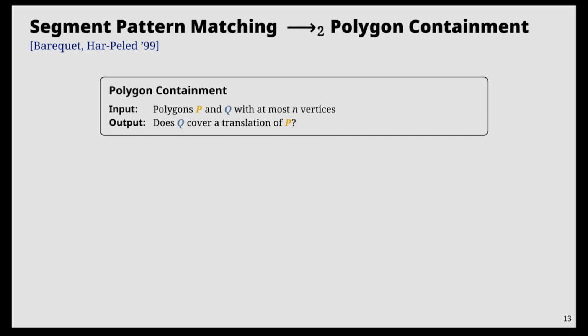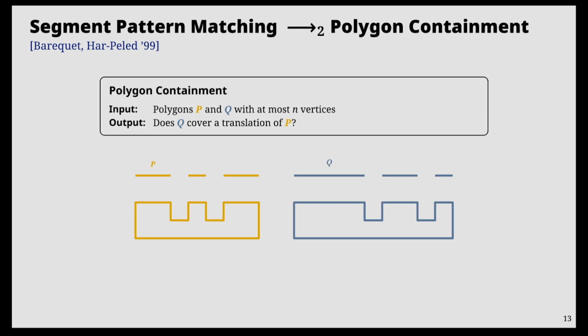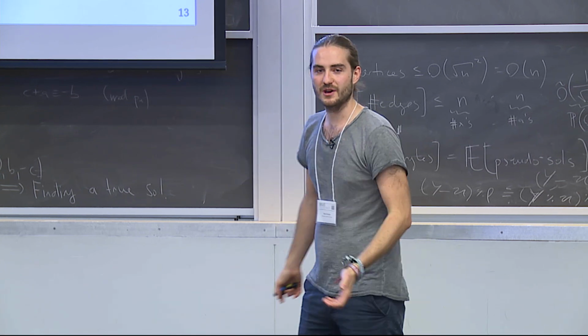Okay. Any final questions about polygon containment or anything else? Otherwise, let's wrap up. What was the translation of a polygon? Well, you can just take one polygon, right, and move it arbitrarily. So that becomes a subset of the other one.